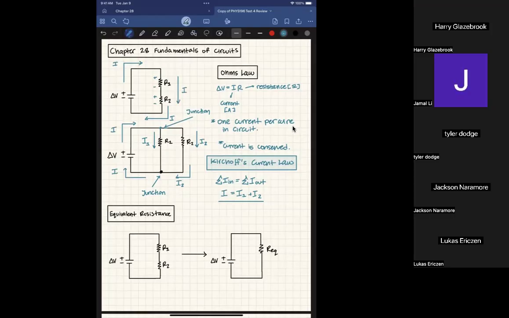Cool. Does anyone have questions about that? Because I know that part's a little weird. Okay, this will all make more sense when I do an example, I promise.